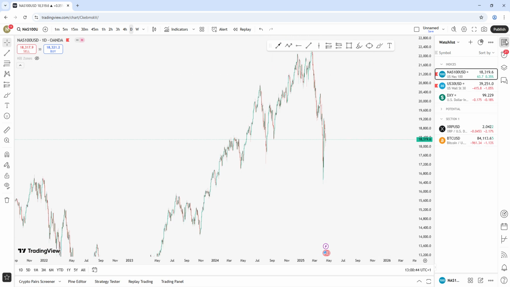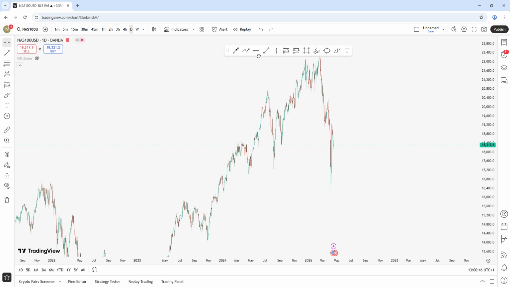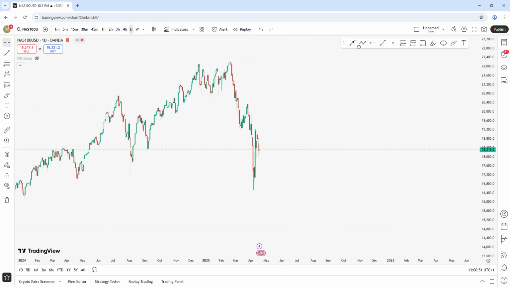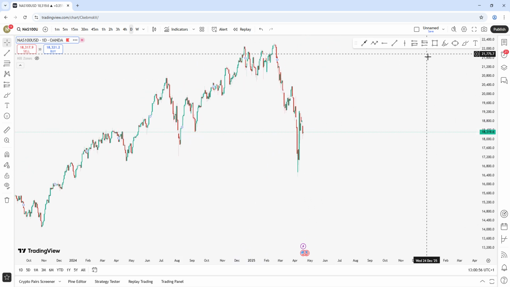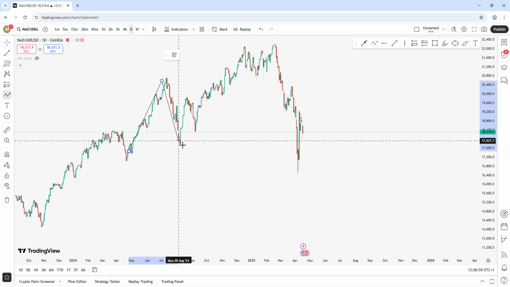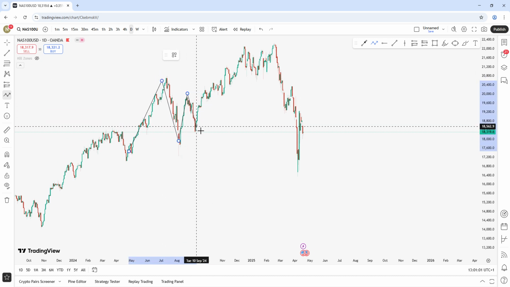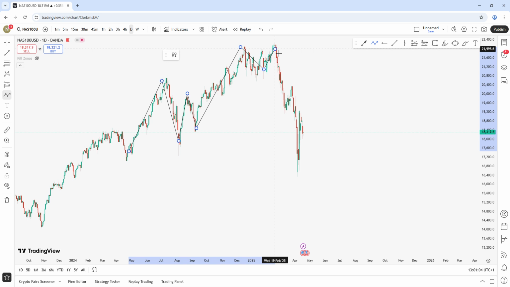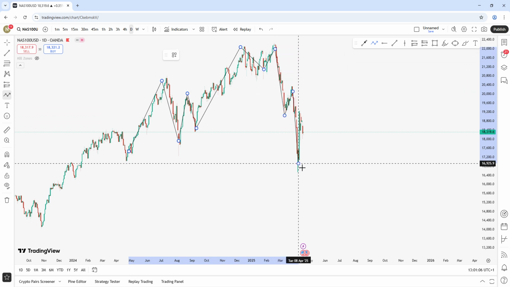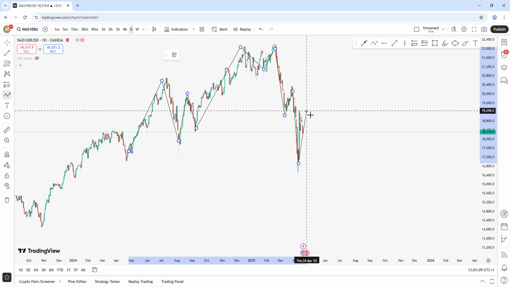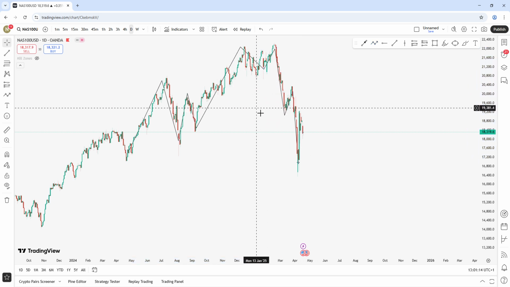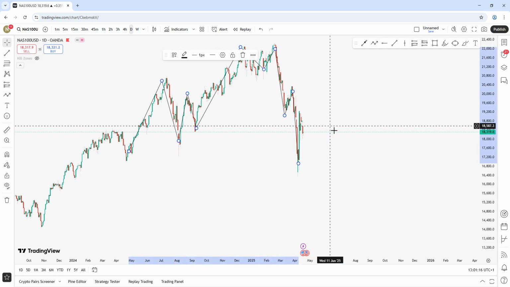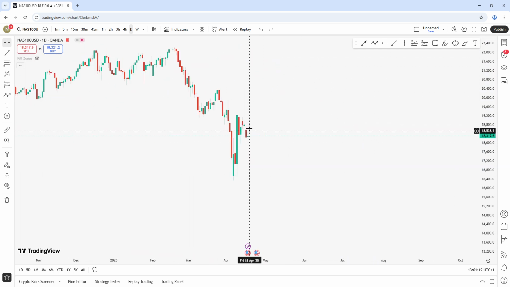As you can see, the market was in an uptrend. It went up there, didn't really break the low, and then all of a sudden it came down and started making lower lows and lower highs. That's because of the tariffs that the US put on China and China put on the US. So it has been on a downtrend lately.